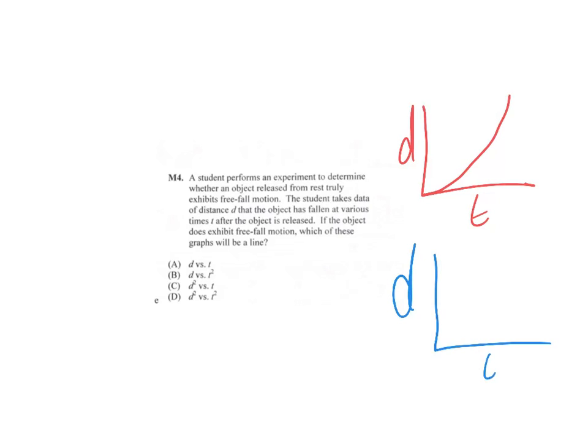M4. A student performs an experiment to determine whether an object released from rest truly exhibits free fall motion. The student takes data of distance and time. If these objects exhibit free fall motion, which of these graphs will be a straight line? Well, remember, distance versus time is curved, but distance versus time squared is linear. So it should be B, distance versus time squared.